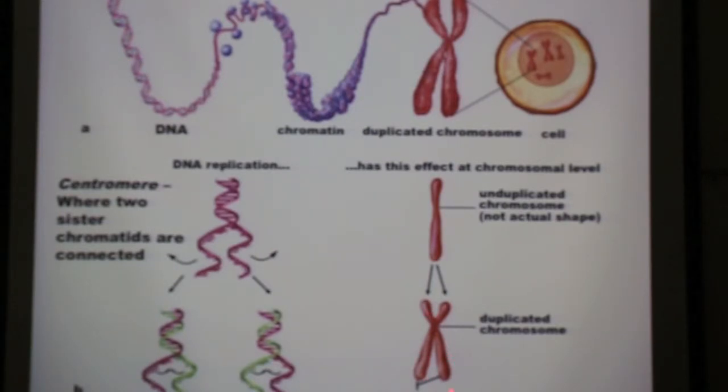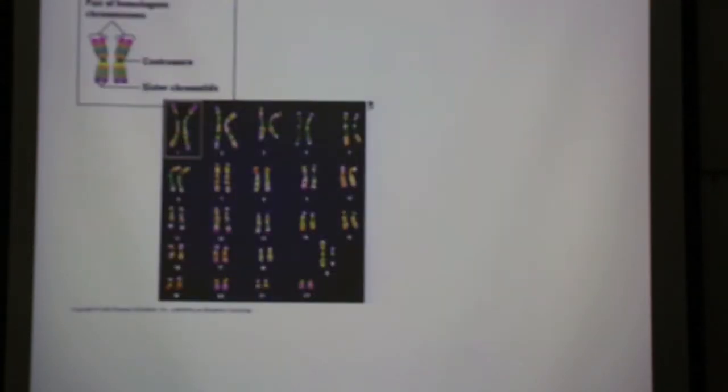That duplicated chromosome has two parts to it typically, and those two parts are called sister chromatids. So here is a duplicated chromosome and it has two separate parts. They're called sister chromatids, and they both contain the same genetic information unless there was an error when they were copied. Those two sister chromatids are attached, sometimes in the middle or near the end. They can be attached in different places, and that attachment site where the two sister chromatids are connected is called the centromere.